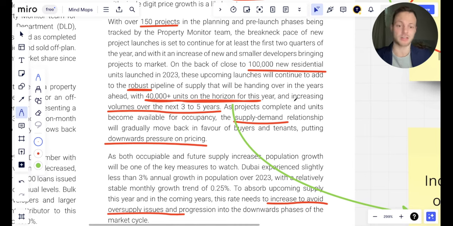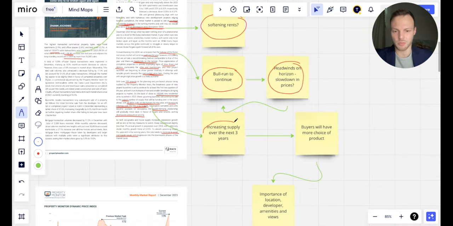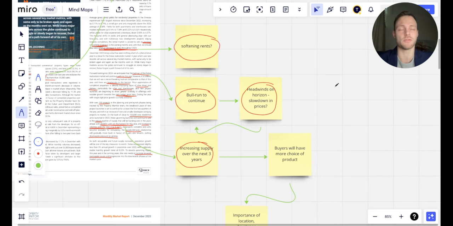And this is where it gets a bit concerning, and increasing volumes over the next 3 to 5 years. If there's increasing supply over the next 3 years, buyers will have a lot more choice for their product. So what we've seen over the last couple of years is any launches were selling out within a week, or in some cases hours. That is unlikely to continue.